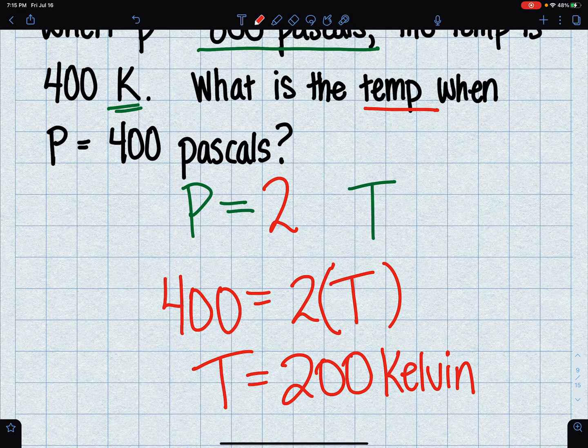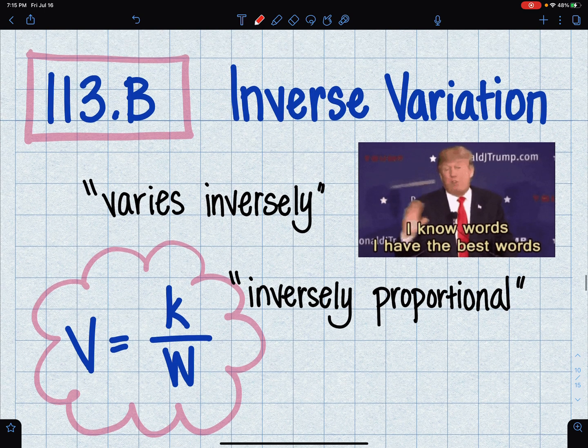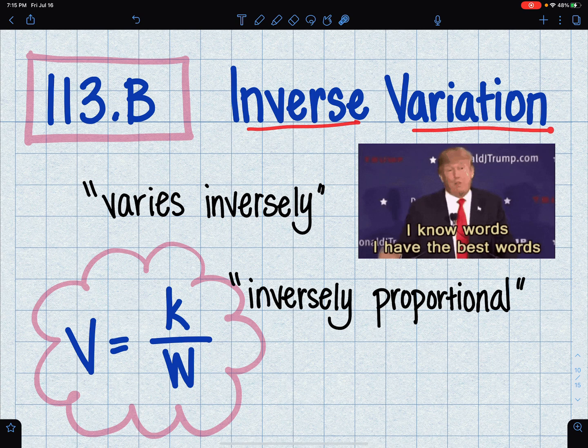Okay, cool. Now let's go over inverse variation. This is different. This is not giving 2 thumbs up. This is giving 1 thumbs up, 1 thumbs down. If one goes up, the other one goes down. If one goes down, the other one goes up. And this relationship is called inverse variation.